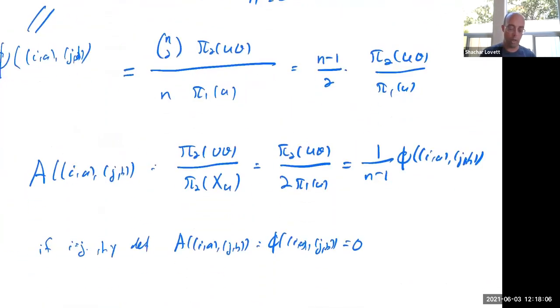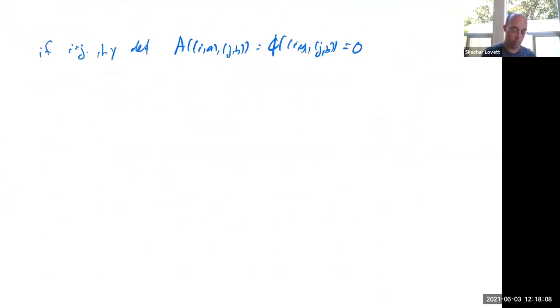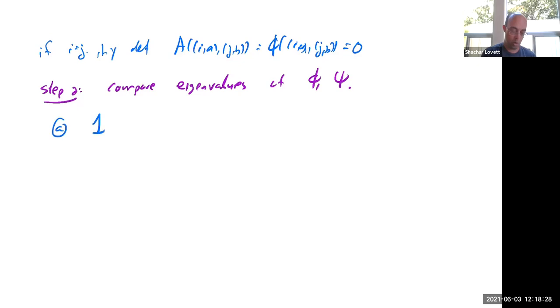So the idea is basically to look at the eigenvalues. So step 2. We're going to compare the eigenvalues of phi and psi. So first, let's look at the all-one eigenvector. So let's say A. Let's look at the all-one vector. So what is psi times 1? So let's just write it. I guess I should do it by the ia coordinate.